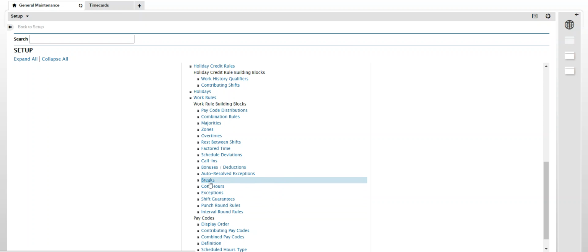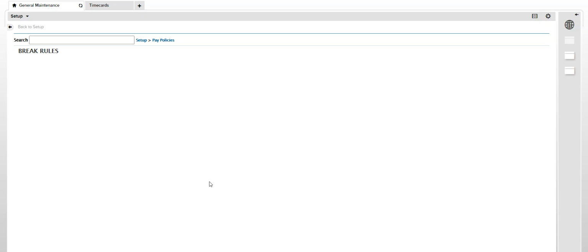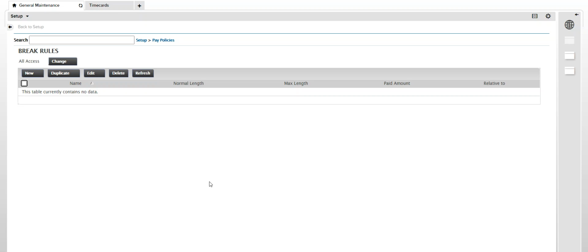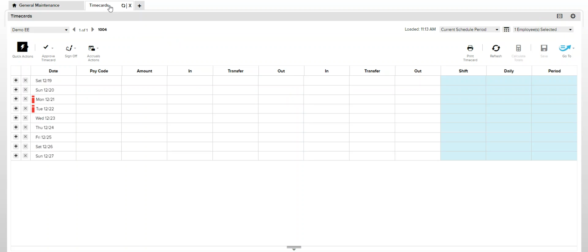So let's go into the break, and we're going to create a new break rule. Before I do that, as I always do, I would like to show you in the time card without the break rule being set up. So a world without break rule. Let me show you what happens if the break rule is not set up and how important the break rule will be for your project.